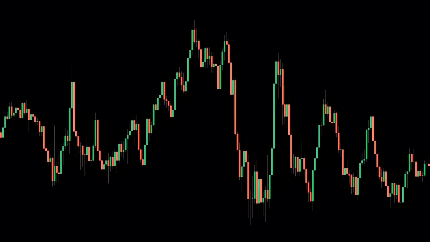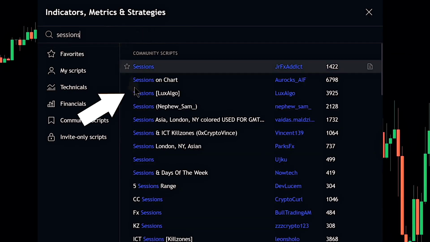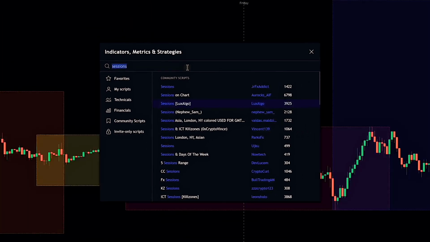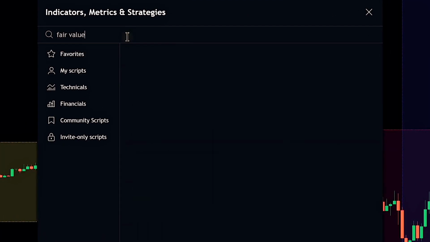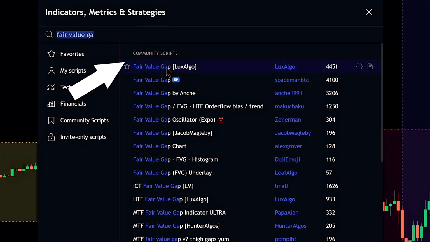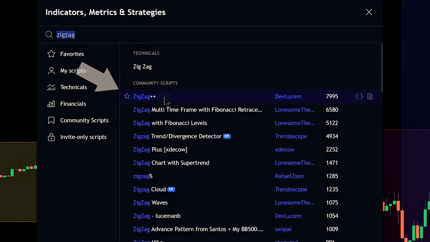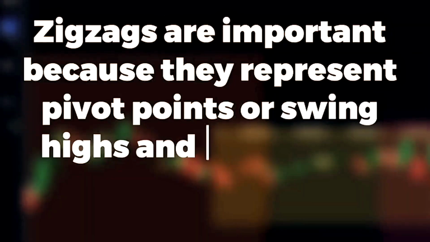Now let's get started. In the indicator search tab, type in sessions and select the one by LuxAlgo. This indicator helps identify trading sessions. Then search for fair value gaps. And again, select the one by beloved LuxAlgo. A big shout out to them. This will help us spot fair value gaps in the market. Finally, type in zigzag and pick this one right here. This particular one helps identify zigzag patterns, which mark pivot points or swing highs and lows in the price action.